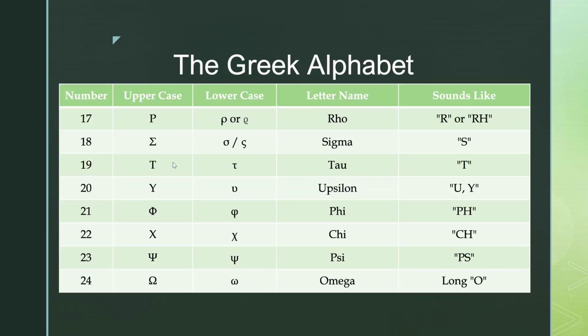And it gets even more confusing. This looks like a B. No, it isn't. It's a rho. So the uppercase looks like a P, and the lowercase looks like a P without the loop. But you have to write it from bottom to top, with this fancy little thing. And it sounds like R.